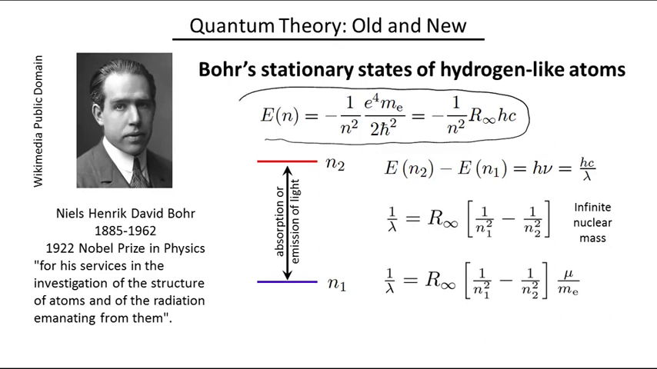Okay, so here's Bohr's energy expression once again. So reminding you, R infinity has the dimensions of inverse length. H bar c is energy times length. N is an integer. And so the basic idea that Bohr had was that these define a system of stationary states, but those stationary states can be disturbed by the electromagnetic field, which can cause transitions.